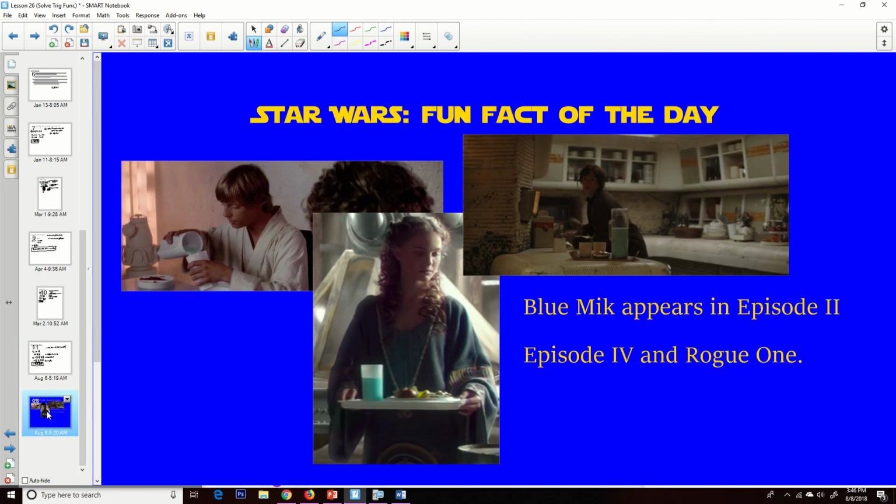So the Star Wars fun fact of the day is blue milk appears in Episode 2, Episode 4, and in Rogue One. It must be quite delicious and also very nutritious.